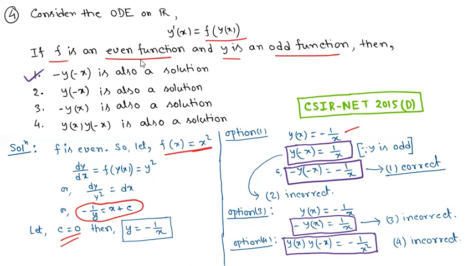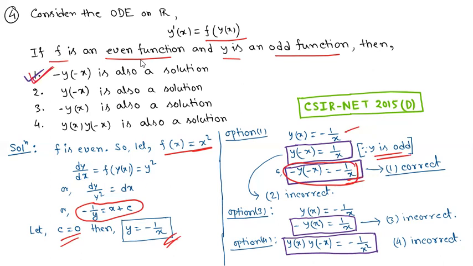So y of minus x equals 1 by x, since y is an odd function. Then minus y of minus x equals minus 1 by x. So option 1 is correct, because this is our solution. y(x) equals minus 1 by x, and minus y of minus x is also minus 1 by x. So option 1 is correct.